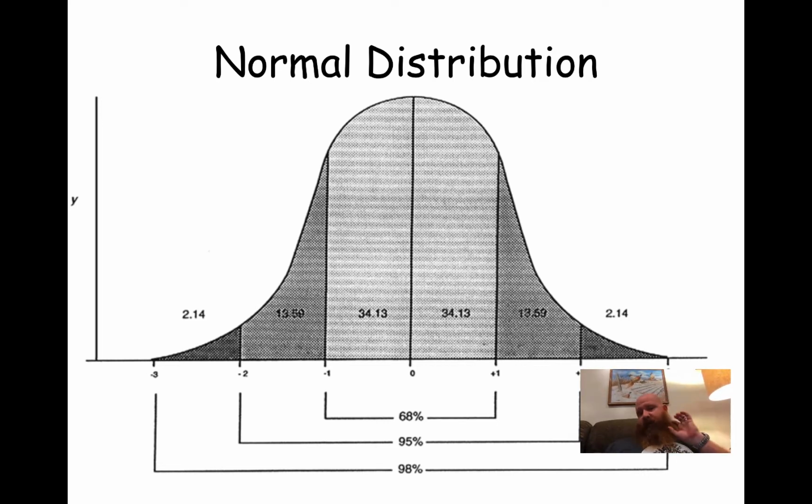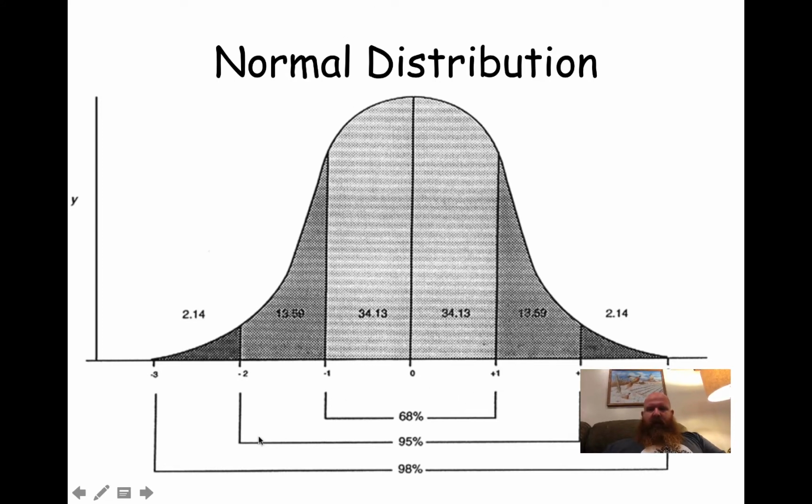Here's your normal distribution. Again, I'll go over this in class. But again, here's your average. So 50% you've got above, 50% you've got below. And in a normal distribution, you're going to have 68% within one standard deviation on each side.